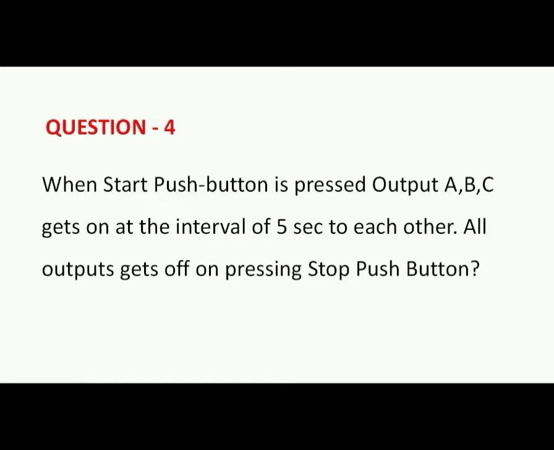So it is clear that we have 3 outputs. On pressing the start push button, the 3 outputs A, B, C get on at an interval of 5 seconds to each other. Means A gets on after 5 seconds, and after A gets on, after another 5 seconds B gets on, after another 5 seconds C gets on. Okay, let's go for this solution.